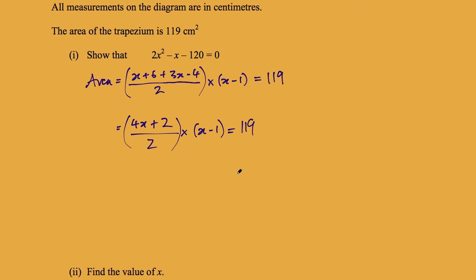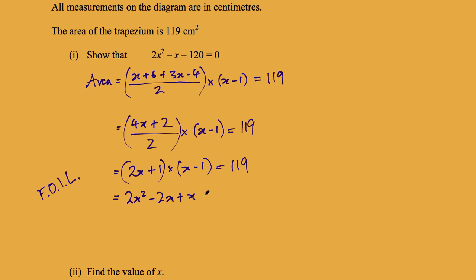I could multiply both sides by 2 and multiply all terms by 2, but actually, seeing as 4 and 2 both divide by 2, I can just simplify that fraction and do the division, which is 2x plus 1 times x minus 1 equals 119. And now expand these double brackets, so firsts, outsides, insides, lasts. Firsts, 2x squared. Outsides, minus 2x. Insides, plus x. And lasts, minus 1 equals 119.